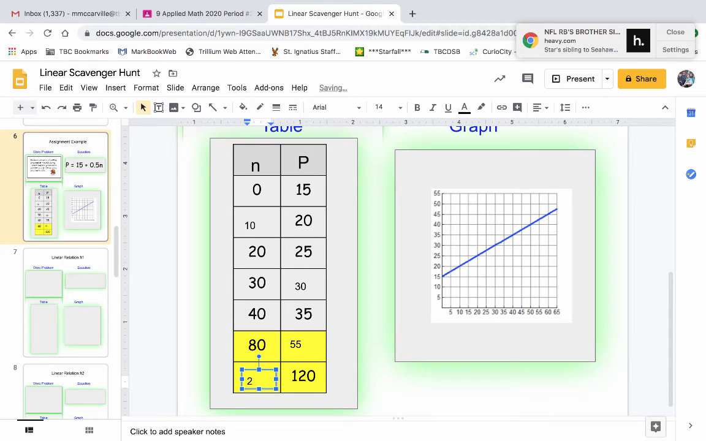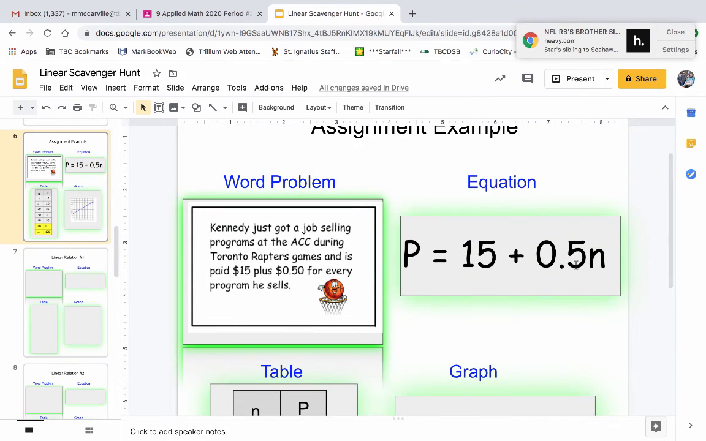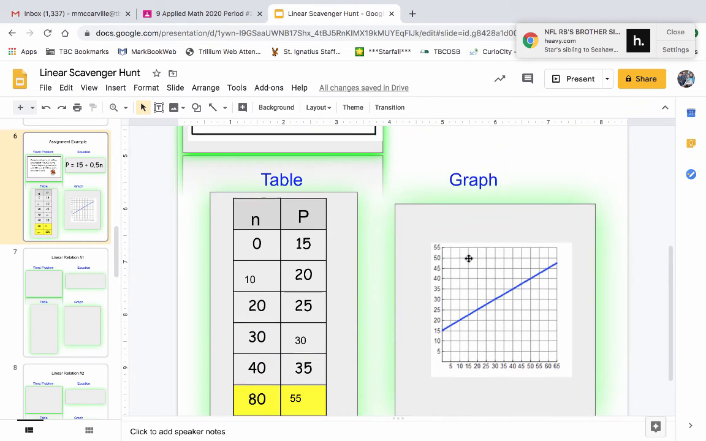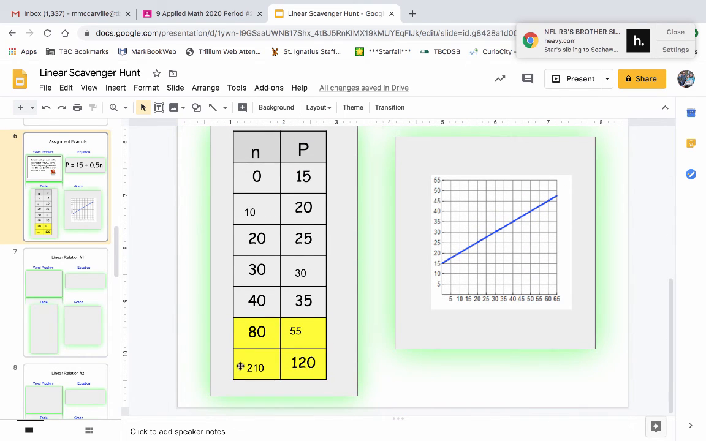That might be tricky for some of you, but maybe just play around with some numbers. Try, say, 200. Well, 200 times 0.5 is 100. 100 plus 15 is $115. That's not quite high enough. So let's try 210. 210 times 0.5 is 105. 105 plus 15 gives me 120. So we can get it that way.